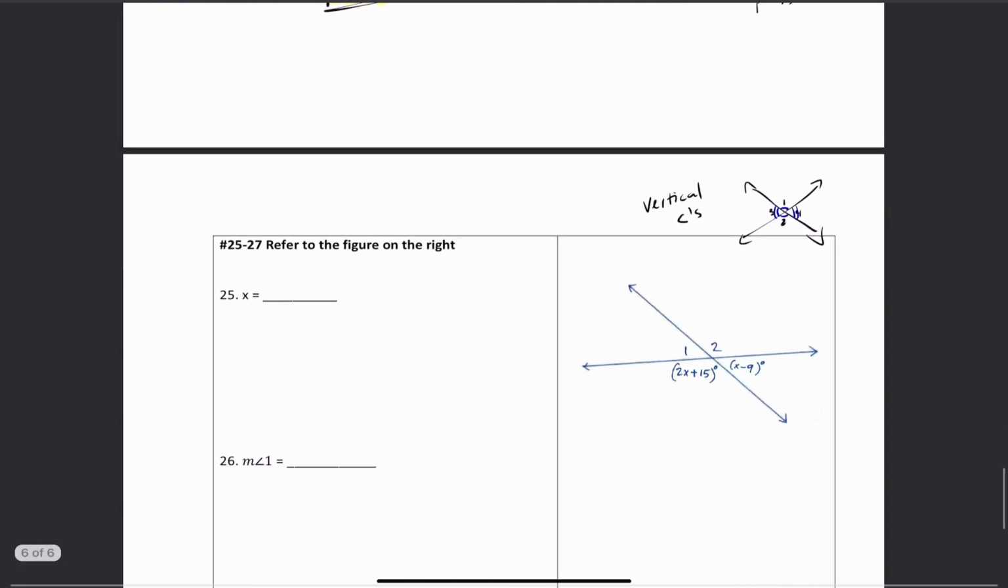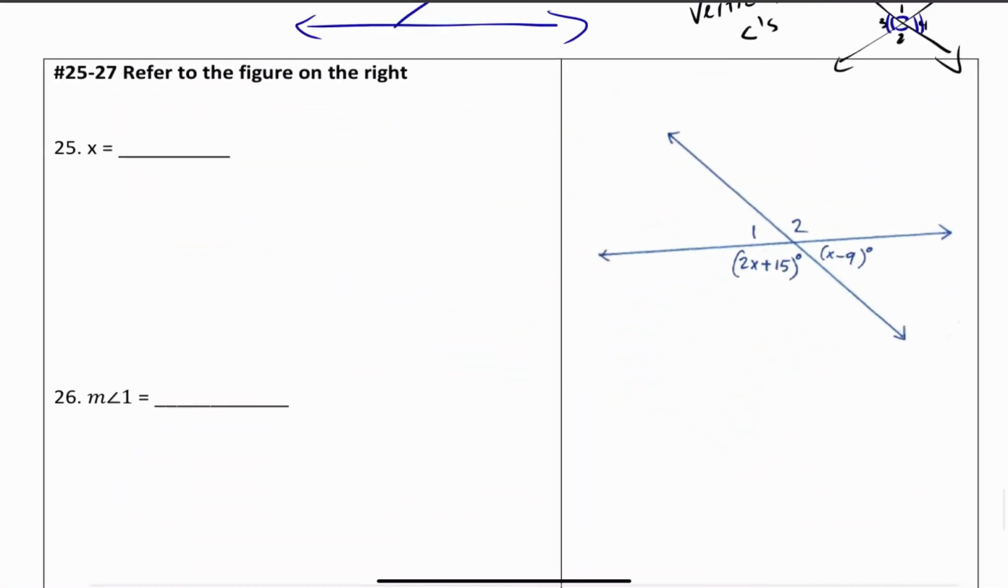And then a linear pair looks like this. They are a pair of adjacent angles, and these angles here add up to 180. And don't forget, a linear pair forms a straight line, okay? This is a straight line. So let's go ahead and take a look at this.